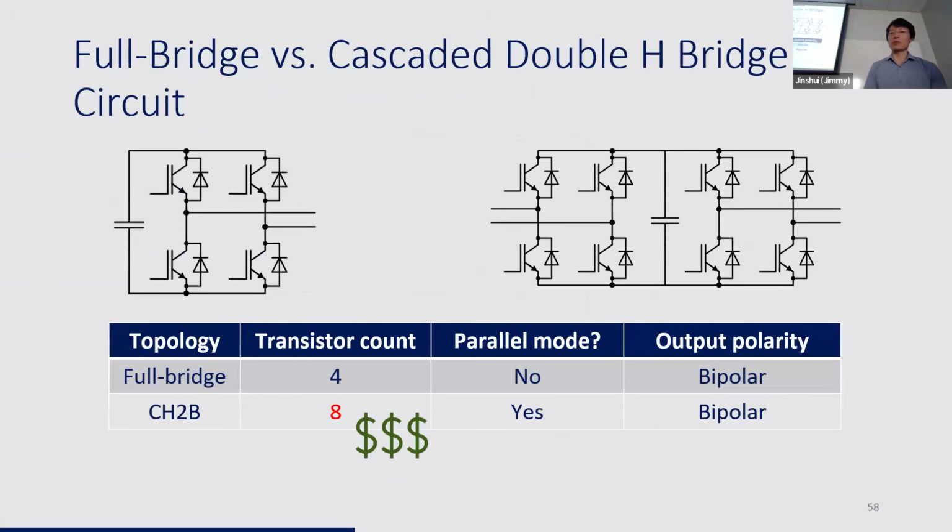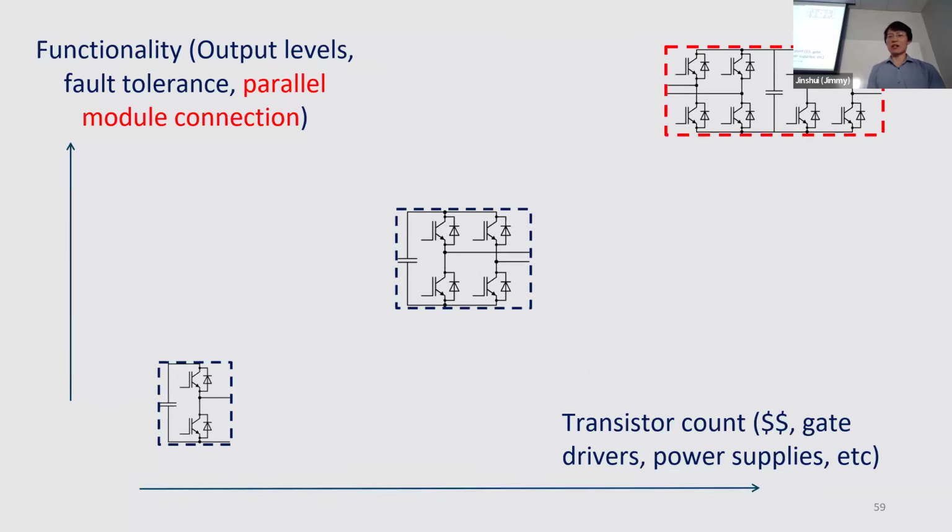So this is how the CH2B topology works. And it's a very competitive, but slightly luxurious alternative to the full bridge. The biggest advantage of CH2B is automatic module balancing with no sensors or algorithms, very robust and reliable. And it's certainly a new landmark in the innovation of module topology. It has unlocked a new dimension of functionality, the parallel module connection. So even at the price of a large number of transistors, this topology is still very remarkable.